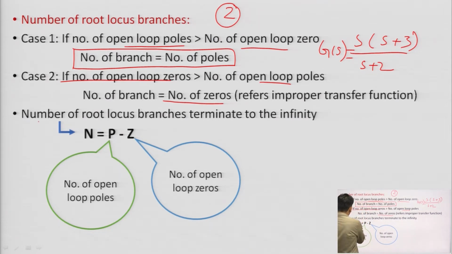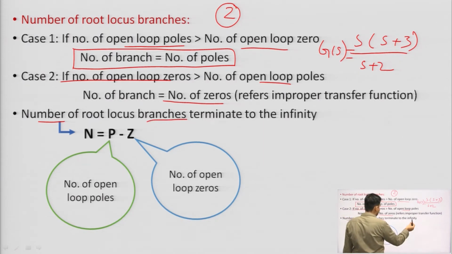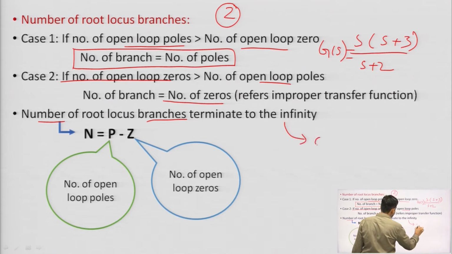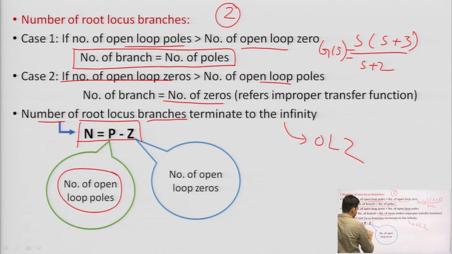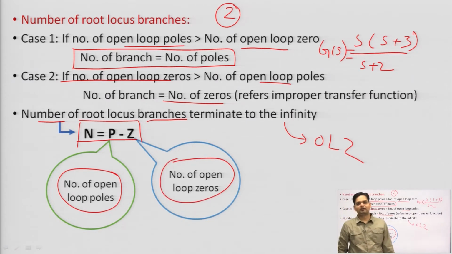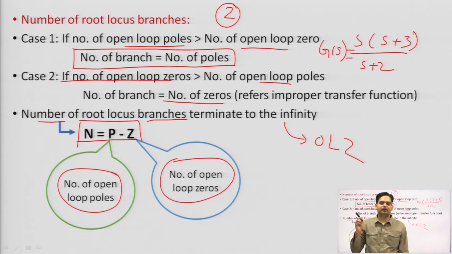So, if we want to know how many branches in the root locus will terminate at infinity, or approach the open loop zeros, I have to write the formula n equal to p minus z, where p is the number of open loop poles and z is the number of open loop zeros. This will tell us the number of branches that will terminate at infinity or approach the open loop zeros in the root locus.